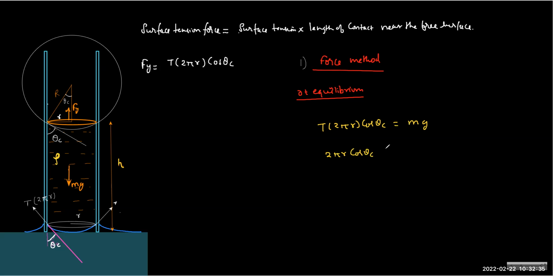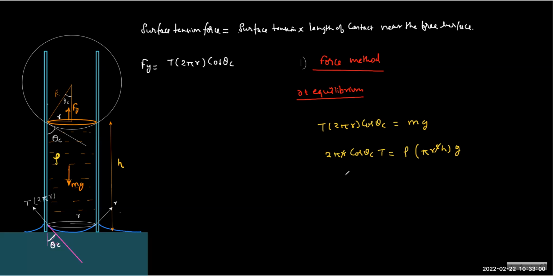Sir, rho into pi r squared. Correct, and r we can replace by r sine theta c? No, this is r actually given. What is given to you is r only, small r, because you're dealing with the capillary radius. The radius of curvature is a different thing, and that's not given to you.